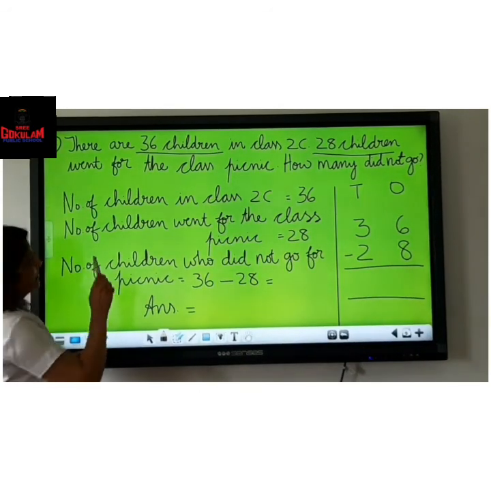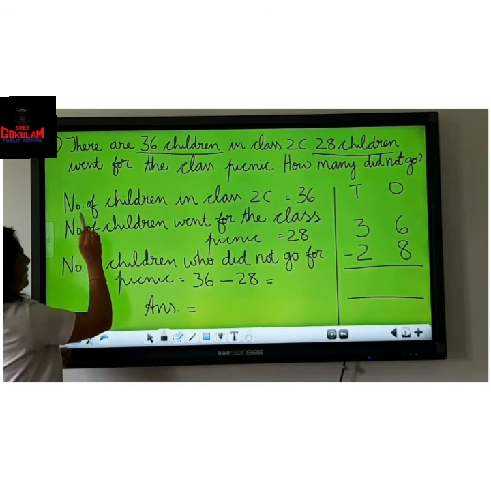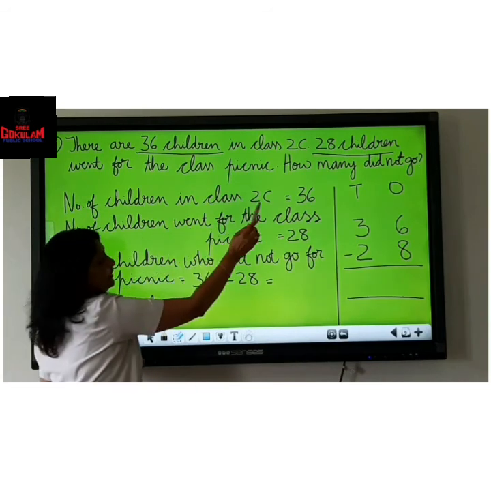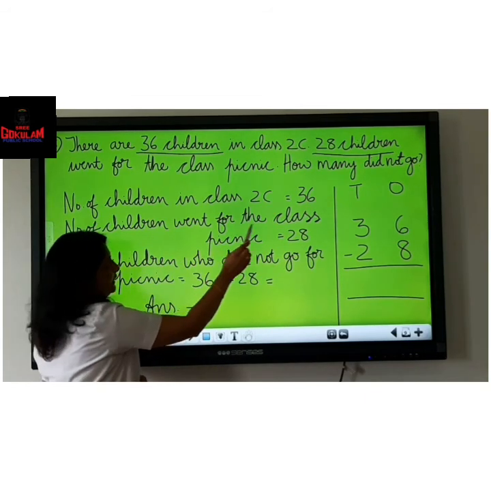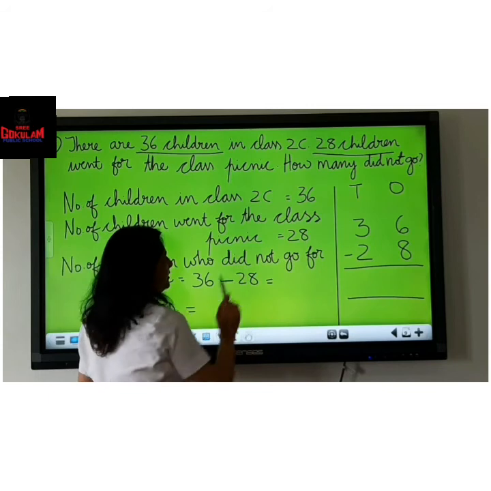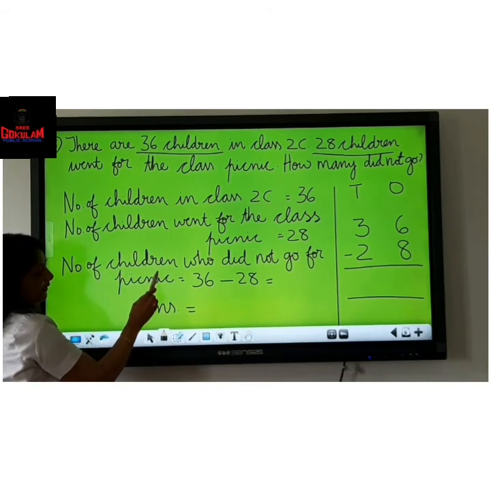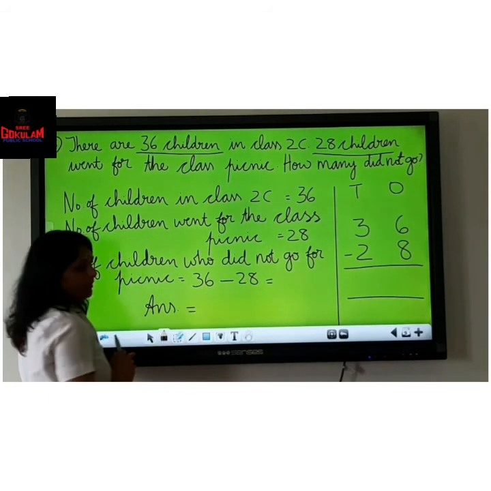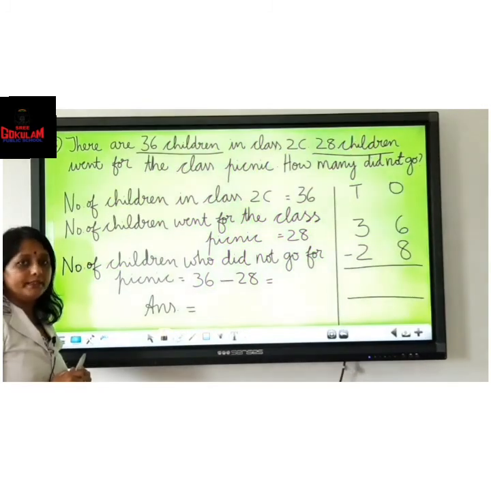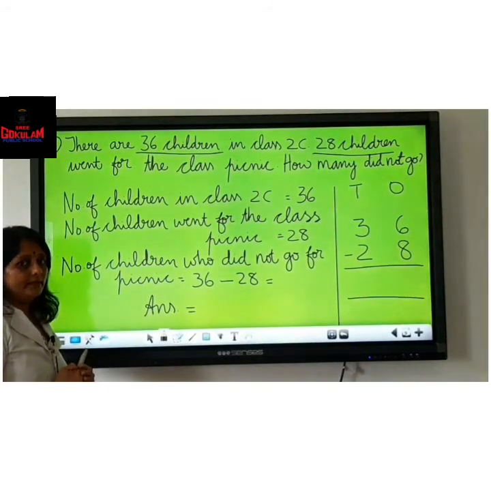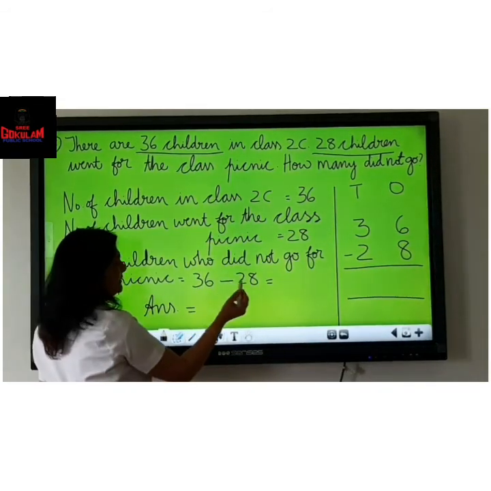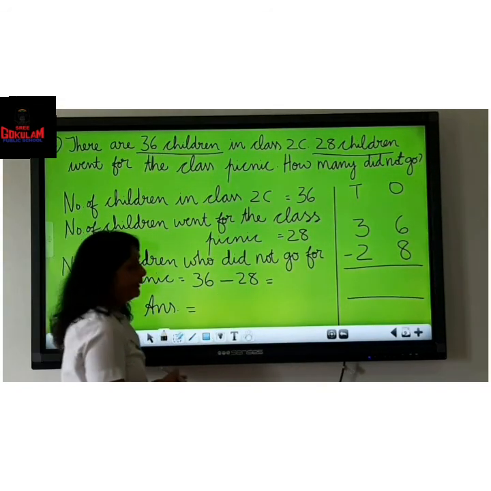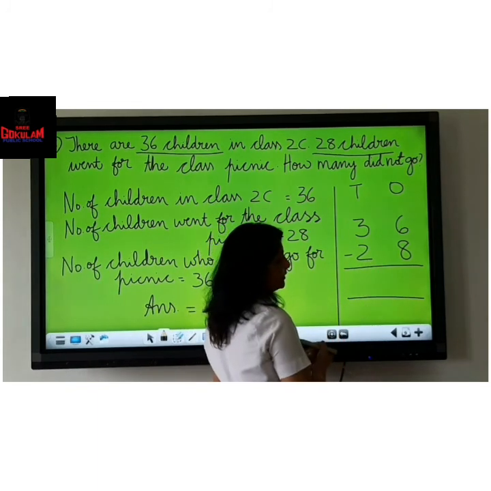Let us start writing the statements. Number of children in class 2C: 36. Number of children who went for the class picnic: 28. Number of children who did not go for the picnic. How do we find out how many children did not go for the picnic? We have to subtract. Subtract 28 from 36. 36 minus 28. Let us find out what is 36 minus 28.